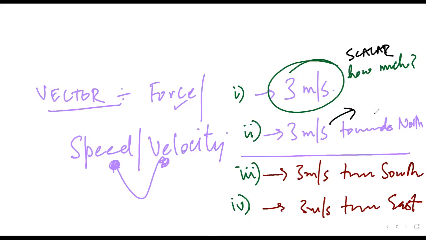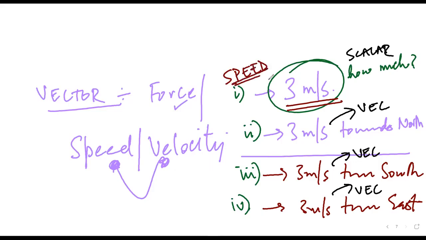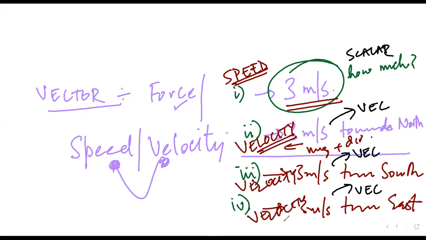Now let us come to the second example. Mr. Satya, is it a scalar or vector? It's a vector. So please understand that if it is only 3 meter per second which is provided, this would be called speed. This is a magnitude only. If magnitude plus direction is given, this would be called velocity. Any doubt?